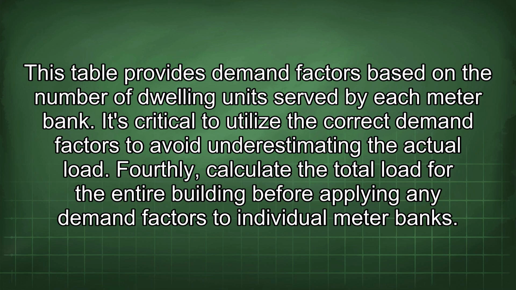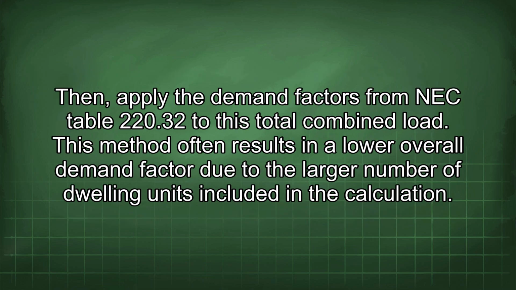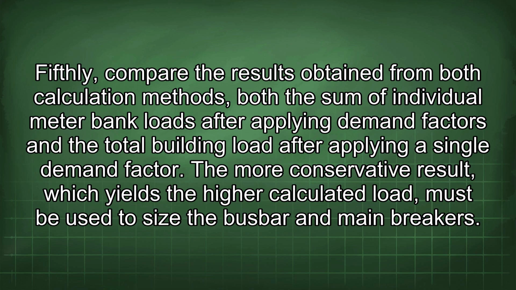Fourthly, calculate the total load for the entire building before applying any demand factors to individual meter banks. Then, apply the demand factors from NEC Table 220.32 to this total combined load. This method often results in a lower overall demand factor due to the larger number of dwelling units included in the calculation. Fifthly, compare the results obtained from both calculation methods, both the sum of individual meter bank loads after applying demand factors and the total building load after applying a single demand factor. The more conservative result, which yields the higher calculated load, must be used to size the busbar and main breakers.